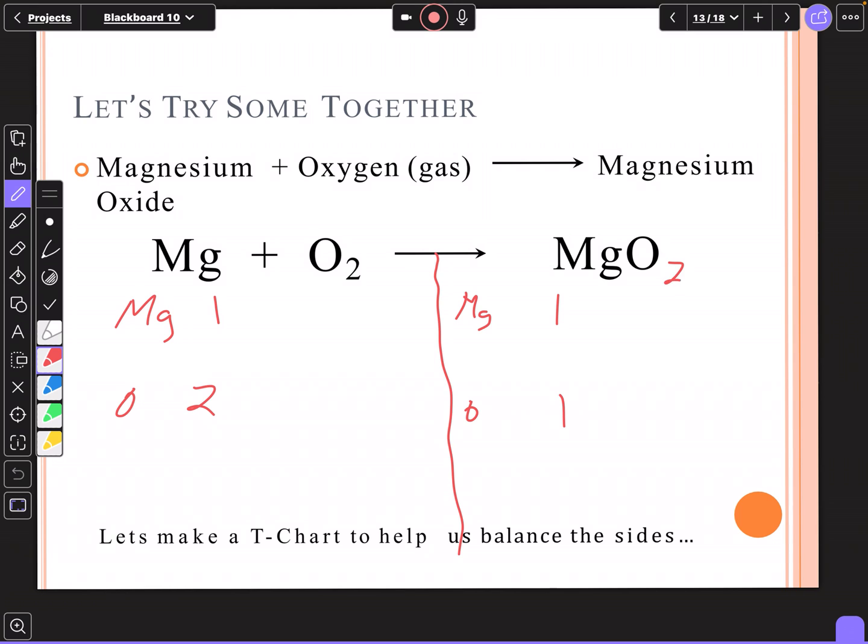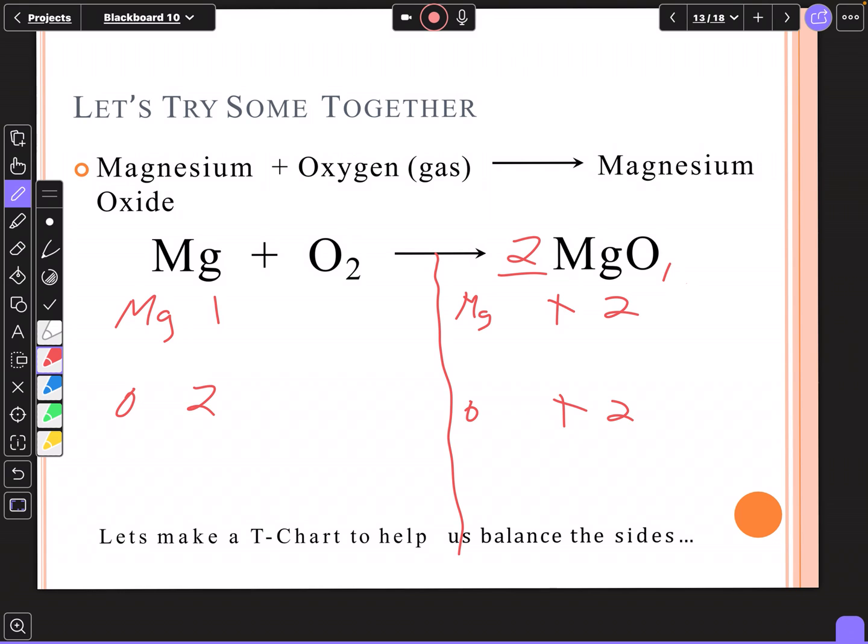I cannot do this. That is wrong. If I do, I just change magnesium oxide into something else. I can only add a number right here. So I need 2 over here. If I put a 2 here, it's 2 times 1 oxygen, which gives me 2 oxygens. But if you notice, I also changed my magnesiums. Now I have 2 magnesiums.